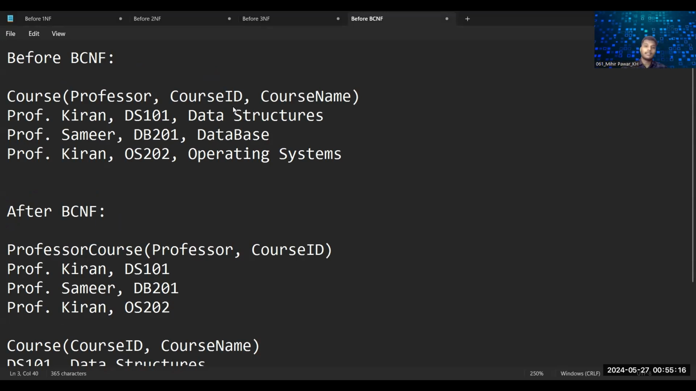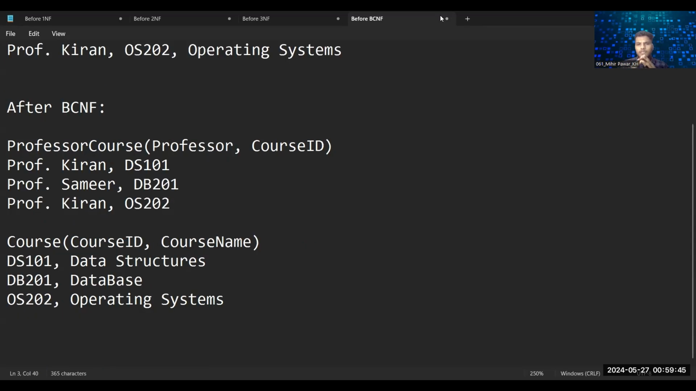So for that, let's consider an example. So here we have a course table with professor, course ID, course name. In this table, a professor can teach multiple courses. Like here, Kiran madam is teaching data structure as well as operating system. So a professor can teach multiple courses, and each course is taught by one professor. So to achieve BCNF, we split up this table into more tables.